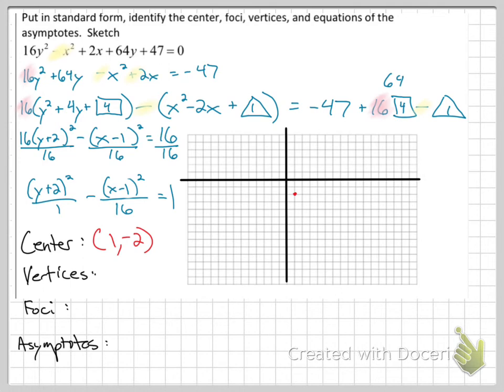Then I look under x. Square root of that is 4, so I'm going to go 4 left and right because it's under the x value. Then I look under y. Square root of 1 is 1, so I'm going to go 1 up and down. Remember, it's a hyperbola, so you could draw your rectangle, or you can just see where your corners of a rectangle would be. Asymptotes go straight through opposite corners and the center.